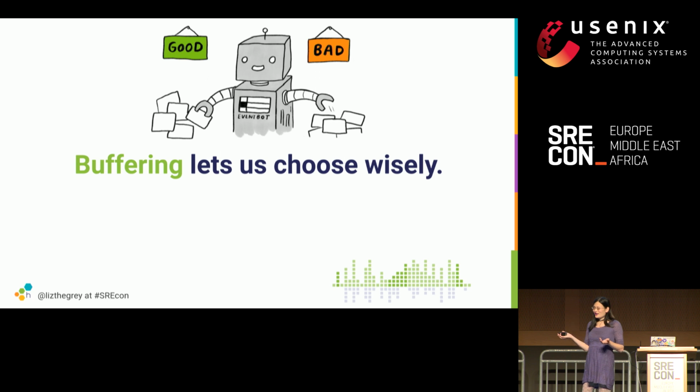But how does this work, Liz? How does this work when you have a distributed service, when you don't know at the time that you initiate your trace whether or not it's going to succeed or fail? Because if I had the ability to predict in advance whether a query was going to succeed or fail, I'd be winning the lottery. I wouldn't be standing here, right? So buffering is required to allow us to choose wisely.